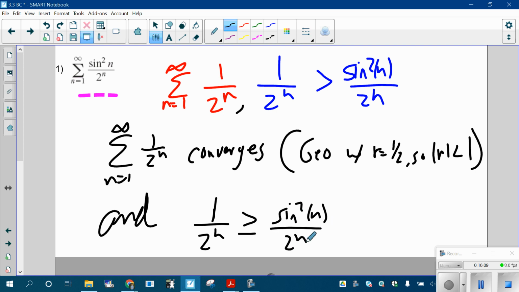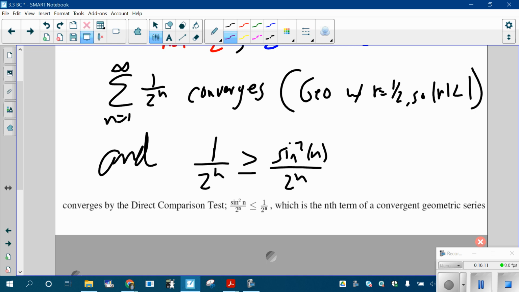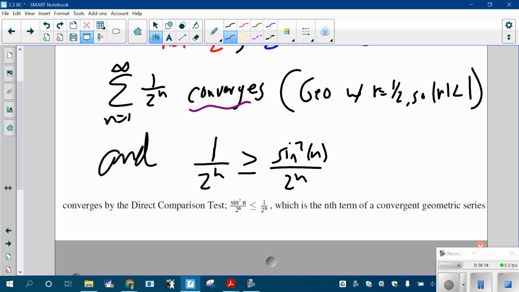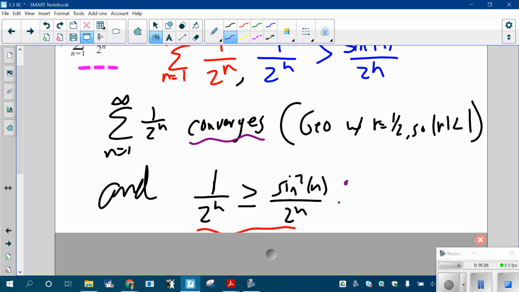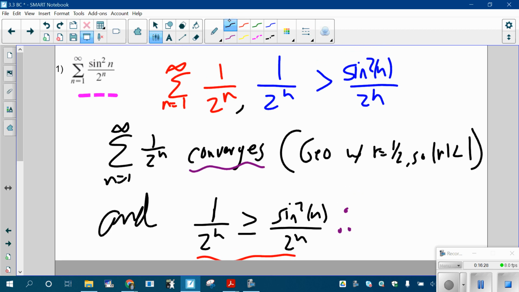So since it pushes downwards and it's on top, I'm allowed to use this direct comparison test. Okay? So then I can conclude, therefore, my original series converges, and I should name drop the direct comparison test. Converges by direct comparison test.